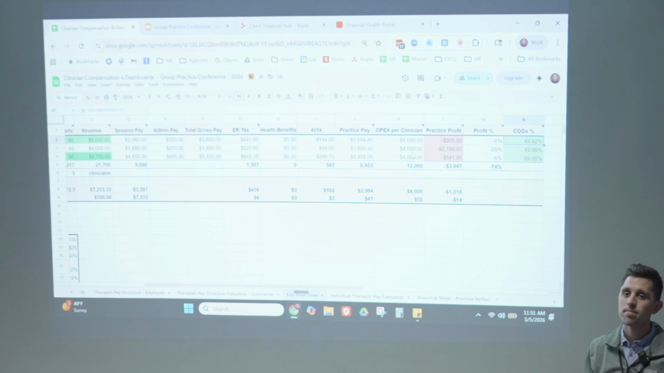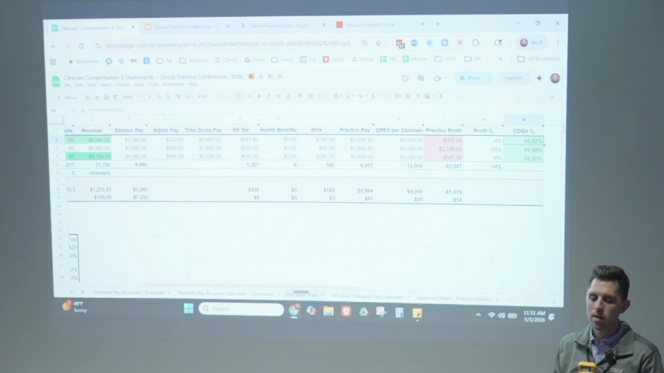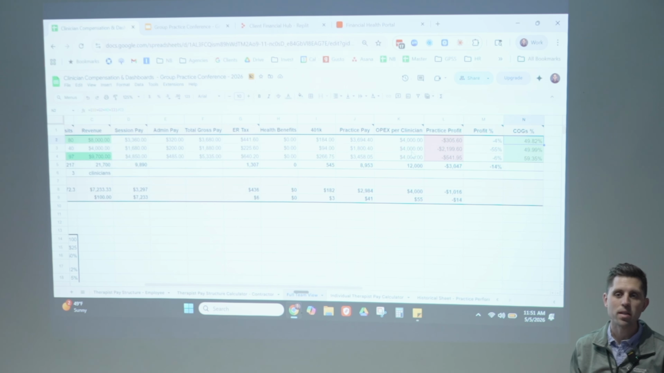Right. So it sounds like I could calculate that in this spreadsheet. Yep, 100%. A lot of ways that we think about this too is if you're trying to think about raises or bonuses, putting them in here and seeing what makes sense, right?